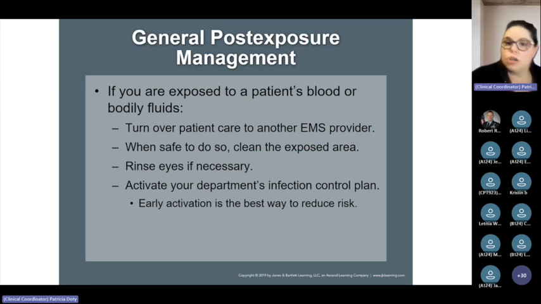General post-exposure management. So what happens if I get exposed to blood or bodily fluids, or I get stuck by a needle or something, okay? First off, according to National Registry, we are to turn over patient care to another EMS provider. Why? Can anyone tell me in the comments why you think we should do that?